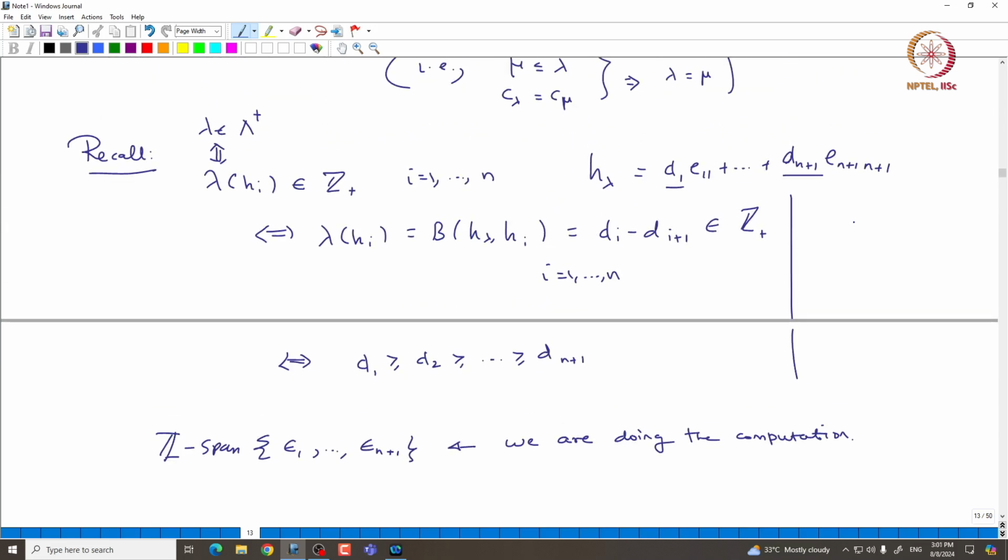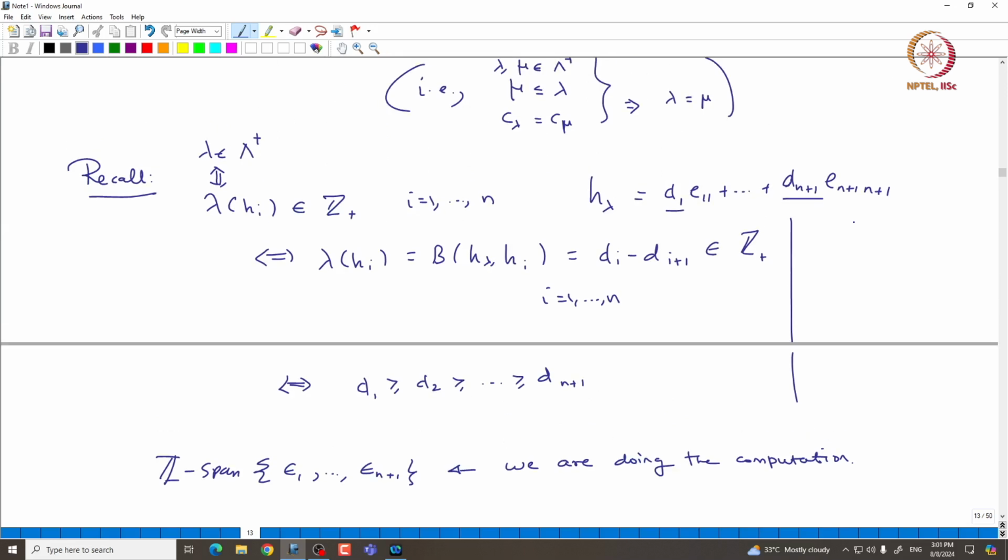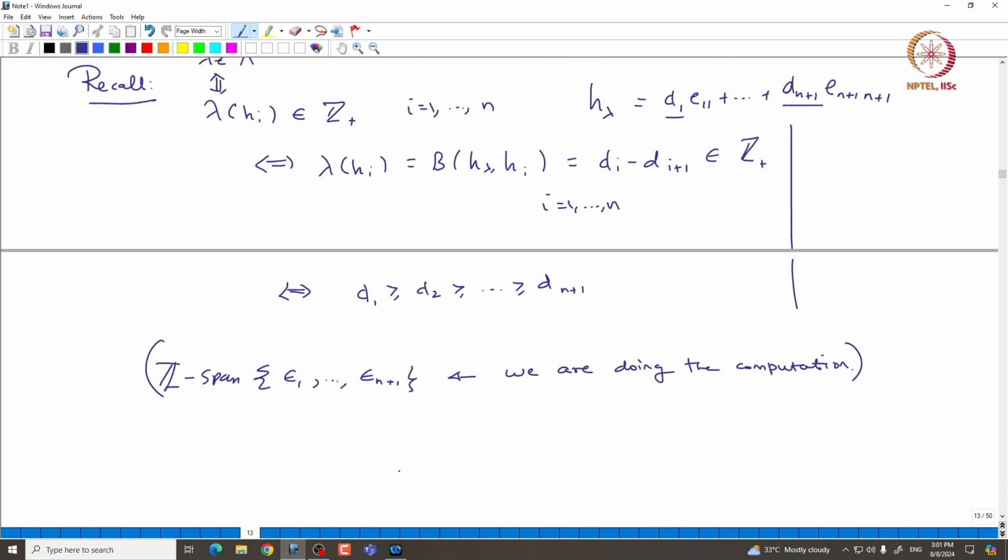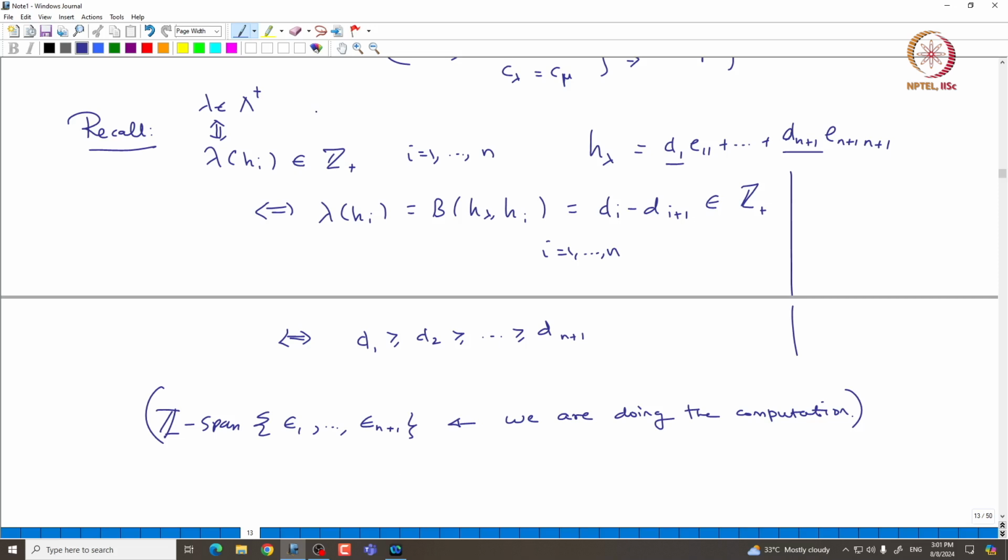But anyway, this has nothing to do with... so when we consider GLN representation, I will explain what I mean by these translations. Now, lambda being dominant just says that lambda of hi is a non-negative integer. So, that just translates to di being decreasing.